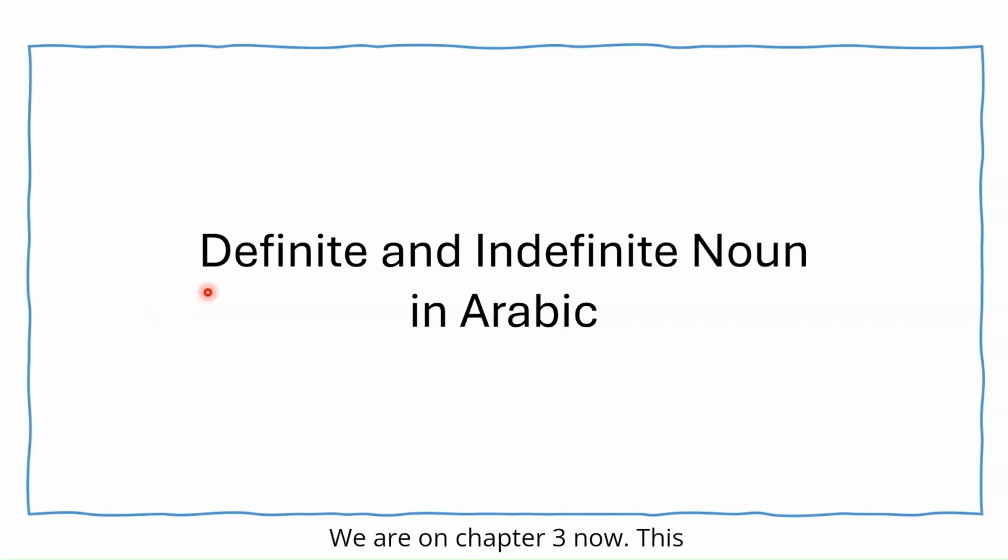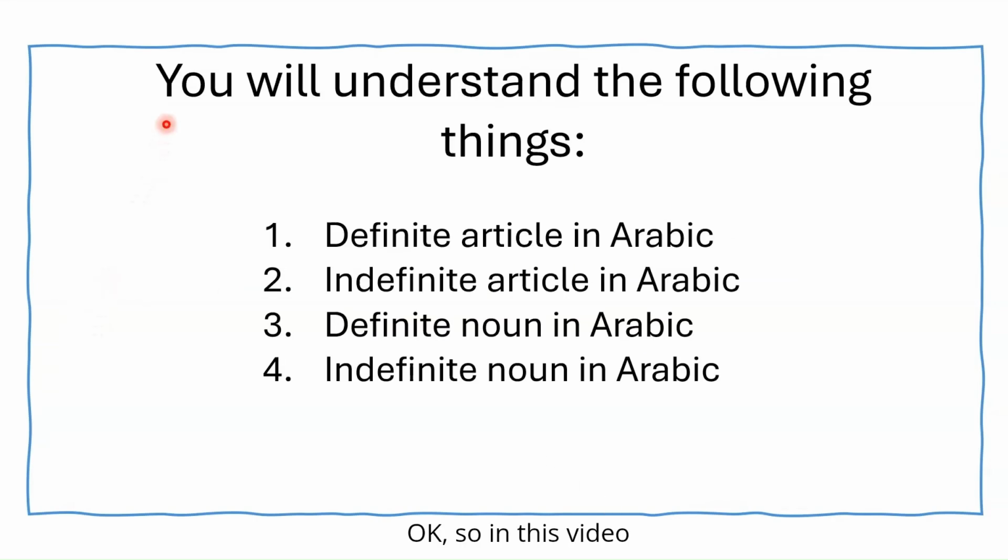We are on chapter 3 now. This time we are going to talk about definite and indefinite nouns. In this video we are going to talk about some new vocabulary. We will focus on learning about definite and indefinite articles, and then we will see how they work with nouns.